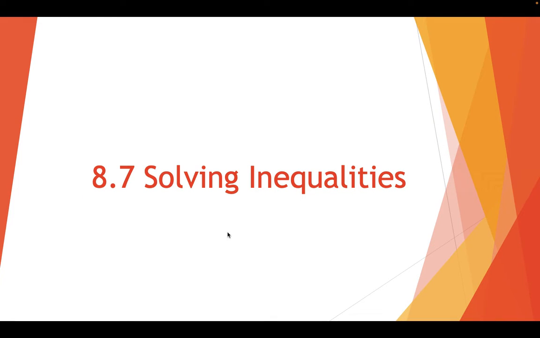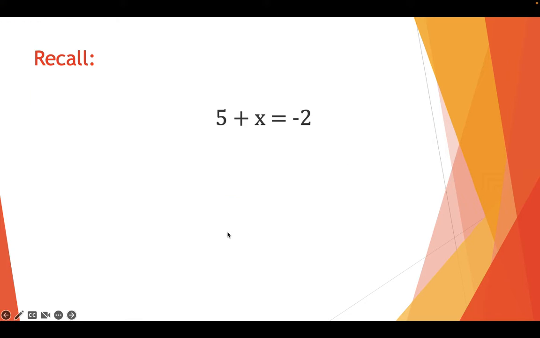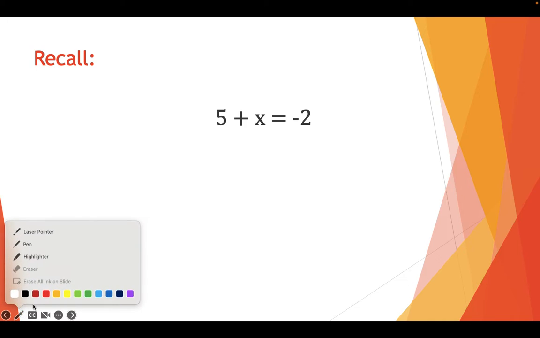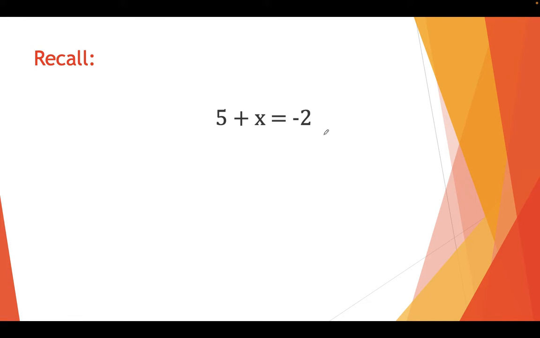In this video, we will learn how to solve inequalities. If you recall, earlier in the chapter, we learned how to solve equations such as this one. When we solved these equations, we subtracted the 5, since it was on the same side of the x, which allowed us to cross out the 5 on the left and subtract -2 minus 5 on the right, giving us an answer of x equals -7.